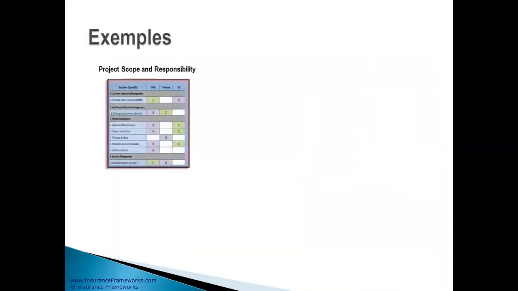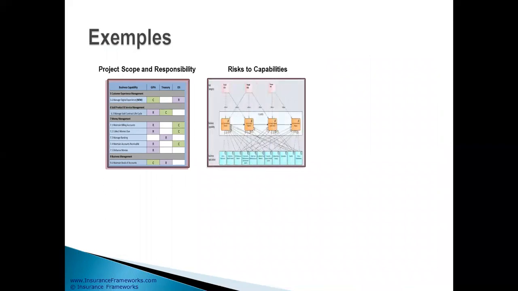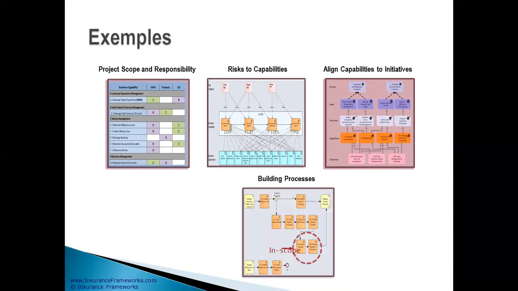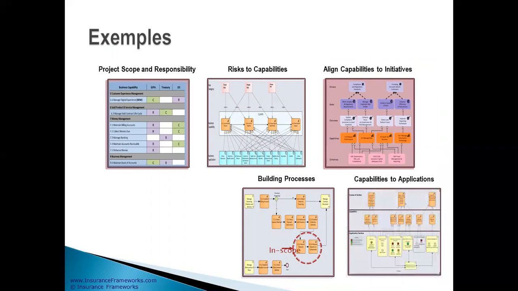Here are some examples of what clients are using Panorama for. So project scoping and responsibilities within projects, risk to capabilities, aligning the capabilities to the projects and initiatives, building processes and knowing where it connects within the value chain, and capabilities to applications. These are just a short list of what Panorama 360 can be used for.